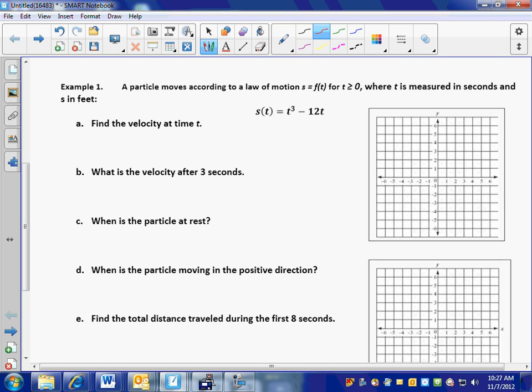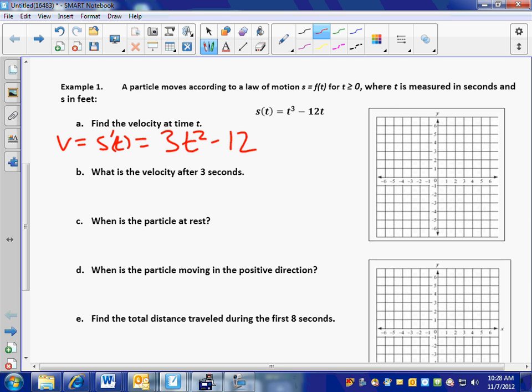Where t is measured in seconds, and s is measured in feet. It says find the velocity at time t. If you want to find velocity at time t, what would you do to this? Take the derivative. So the velocity is equal to the derivative of the function. And what is the derivative of the function? 3t squared minus 12.